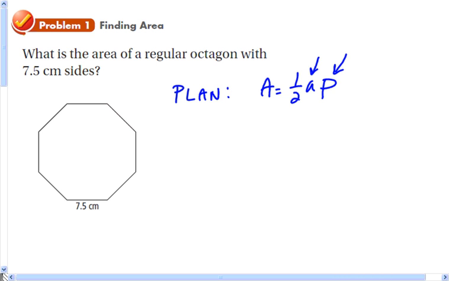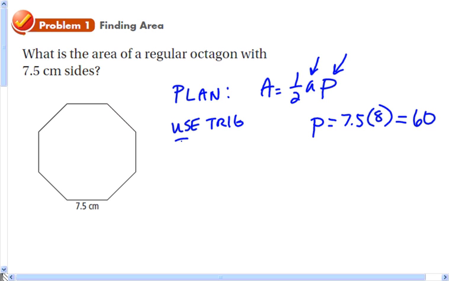The perimeter, that's not hard. We can get that right away. That's just 7.5 times 8, which is equal to 60. So we got that. To get the apothem, we're going to use a little trig. So part of my plan is to use trig to find the apothem.